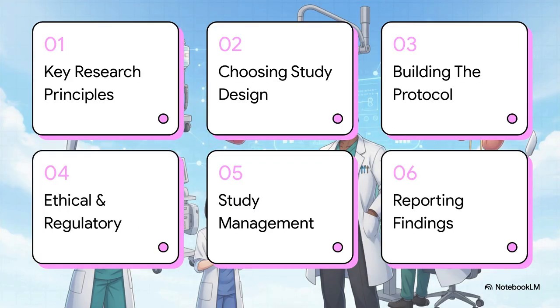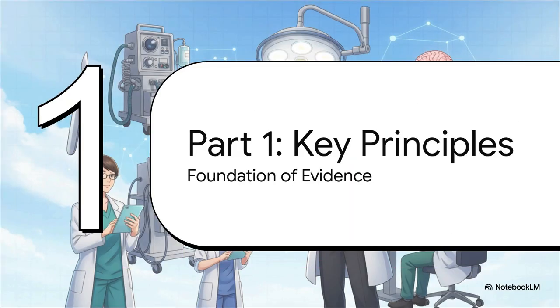Okay, so here's our game plan for today. We've laid out a 6-part journey that's going to take you all the way from a brilliant idea to a published study. We'll start with the absolute fundamentals. Then we'll get into the architecture of your study, draft the blueprint, navigate all the ethical rules, manage the real-world chaos of running a study, and finally, get your hard work out into the world. It's the whole shebang, A to Z. So let's kick things off with part 1, the key research principles.